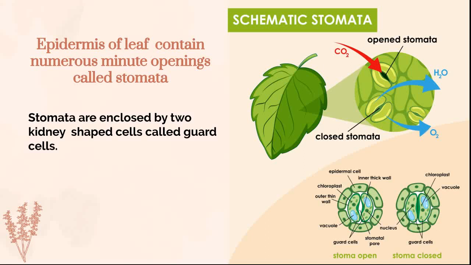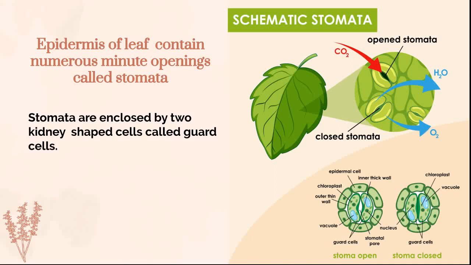Now what are these stomata? Pores are enclosed by two kidney-shaped cells called guard cells. These guard cells can open the stomata and can close the stomata. Now, what is the function of these stomatal pores? There are two functions of the stomatal pores. Number one, gaseous exchange. All the gases that are required by the plant are taken up through stomata, and all the gases that have to be thrown out of the plant are released out through stomata.